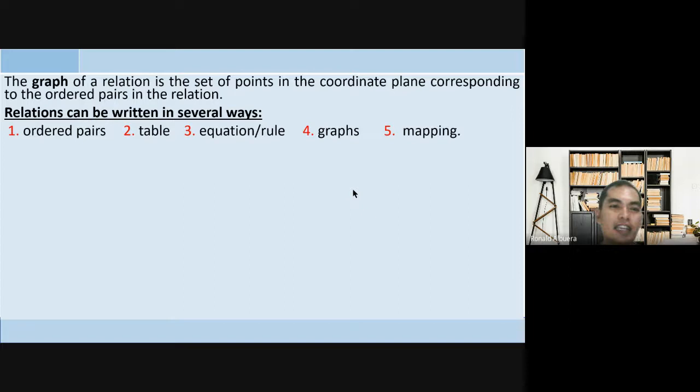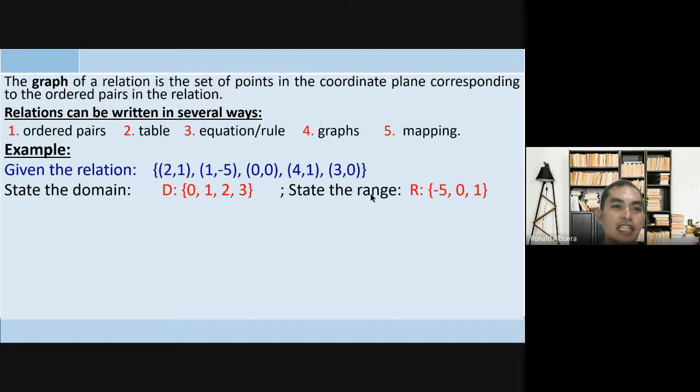Okay, let's proceed to an example of an ordered pair. For instance, we have the relation set of ordered pairs using this, a bracket, or what's this? A bracket or a brace? We have ordered pairs with coordinates (2, 1), (1, -5), (0, 0), (4, 1), (3, 0). And if you are going to state the domain, we have the set {0, 1, 2, 3}.